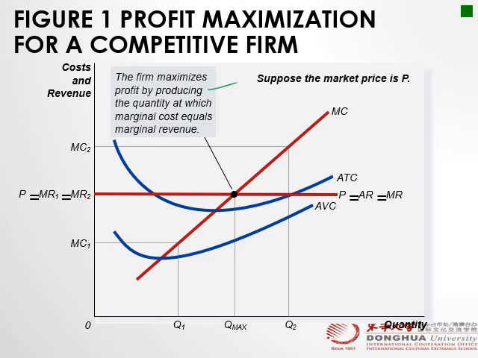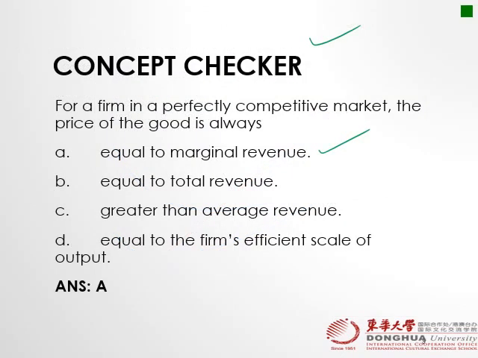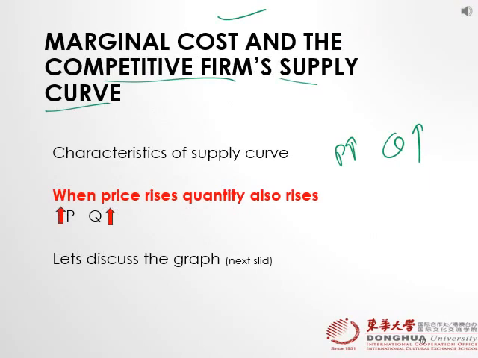So let's see here. At this point, a firm maximizes profit by producing the quantity at which marginal cost equals marginal revenue. So if you understand the previous slide's concept, then please pause the video and try to answer this. Okay, if your answer is A, you are in good shape, you have digested this concept, and let's explore further.